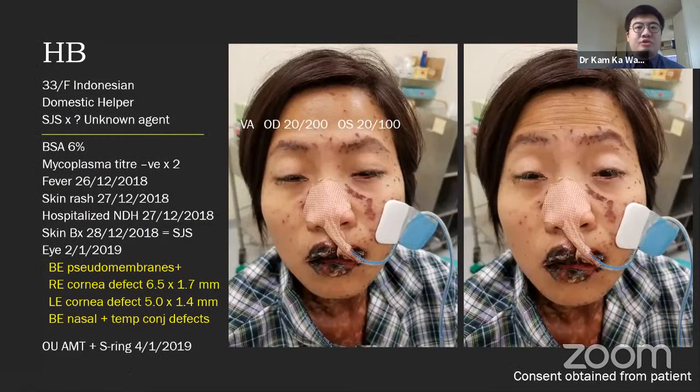So next, I'm going to show you several patients that we encountered in the last 2-3 years. So this lady is a 33-year-old Indonesian domestic helper. So she developed a skin rash and fever in December 2 years ago. And her eyes had both pseudomembrane and bilateral corneal defect, as well as conjunctival defect. So we decided to perform amniotic membrane to both eyes and put symblepharon ring into both eyes.